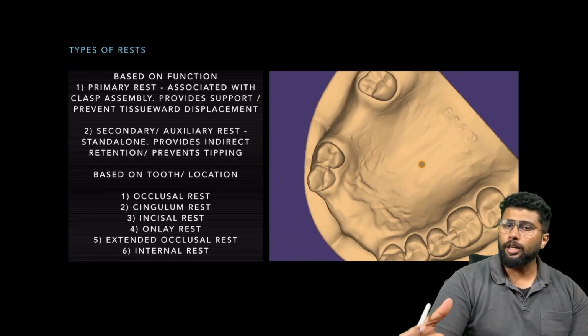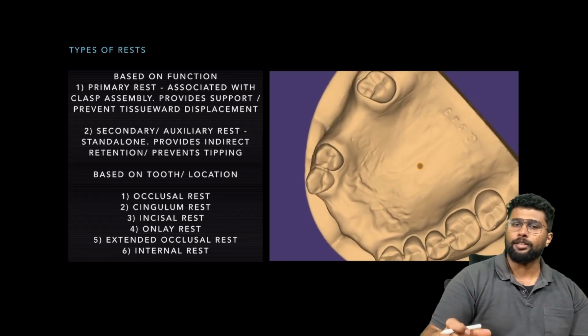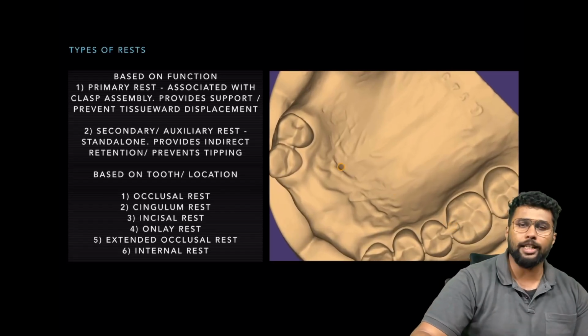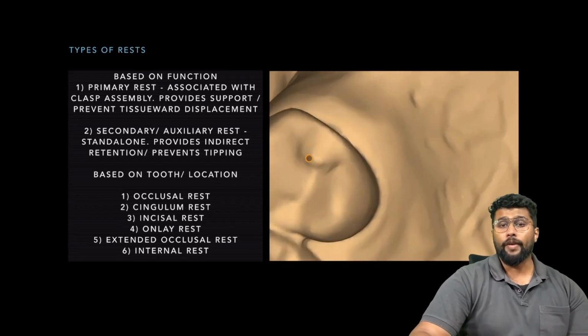What says you can't prepare a wax pattern along with your cast partial denture and put it in place so that the onlay sits on the tooth at the same time the CPD sits on the tissues? That is possible as well. That is something known as an onlay rest, right? You have extended occlusal rest.